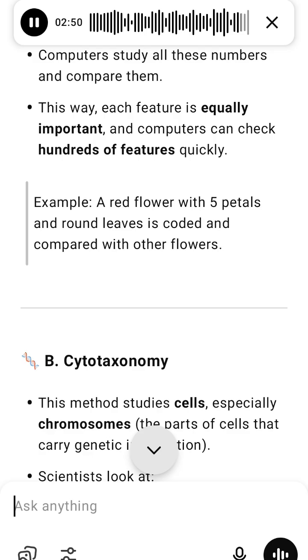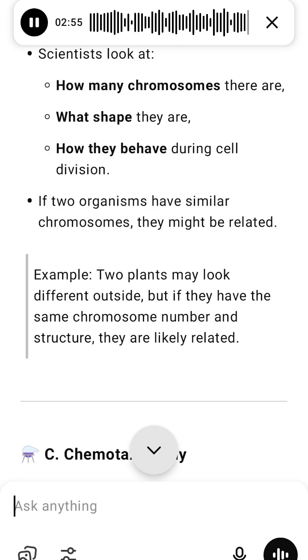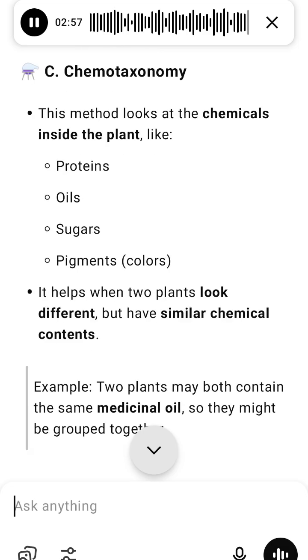Think of it like this. Scientists are like detectives. They find clues from ancestry, phylogenetics, appearance, numerical taxonomy, cells, cytotaxonomy, chemicals, chemotaxonomy, to solve the puzzle of life and group living things properly.